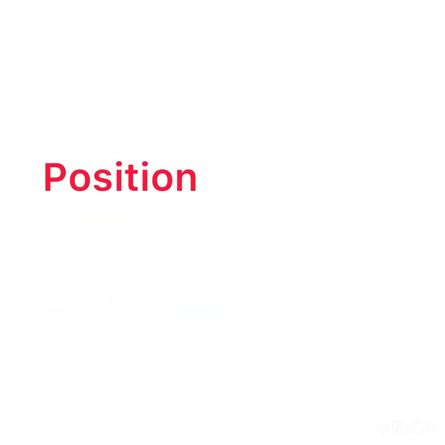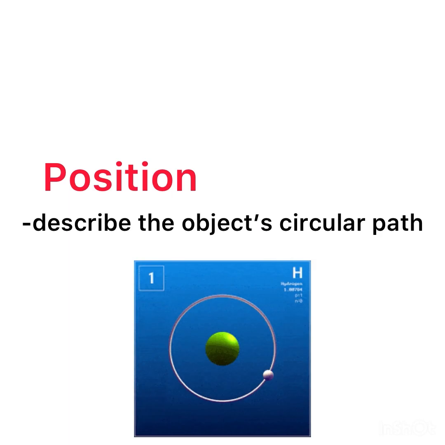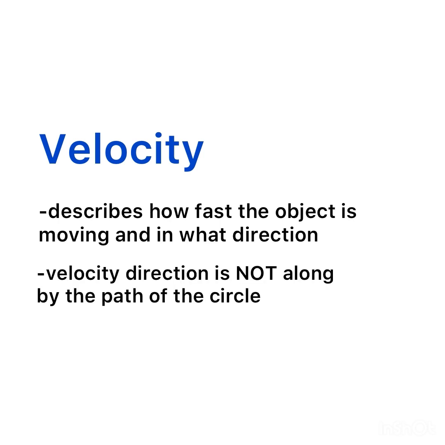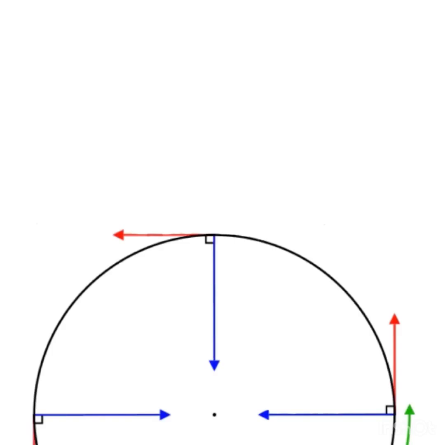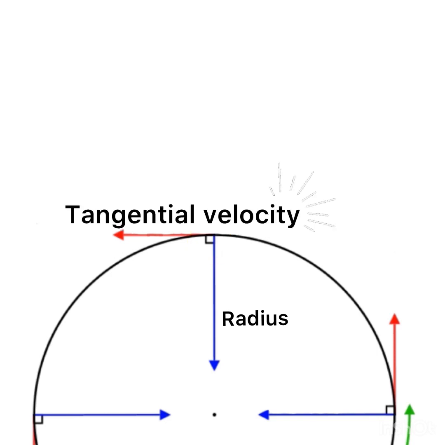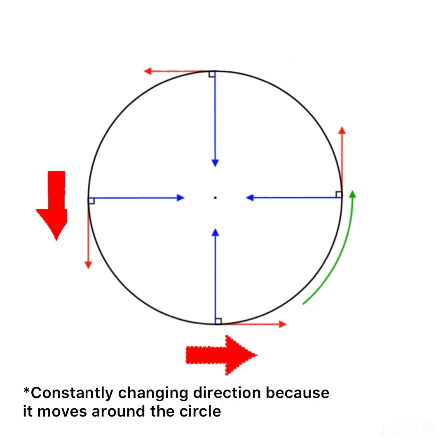Position is the most obvious quality because it helps describe its circular path. As for velocity, it describes how fast the object is moving and in what direction. And for its direction, in circular motion, it is not along the path of the circle. As you can see here, its direction is perpendicular to the radius of the circle, otherwise known as tangential velocity. The velocity direction is constantly changing because it's moving in a circular motion.